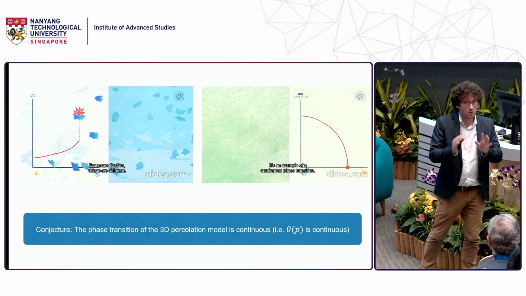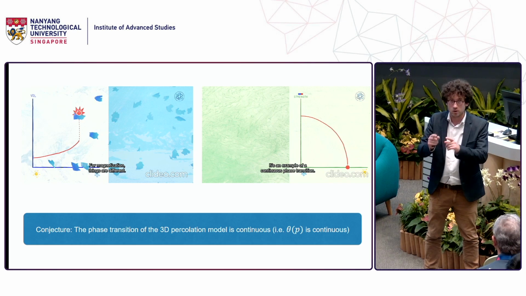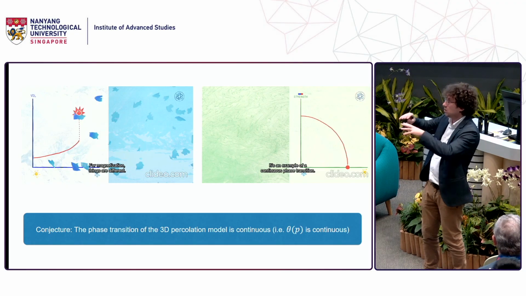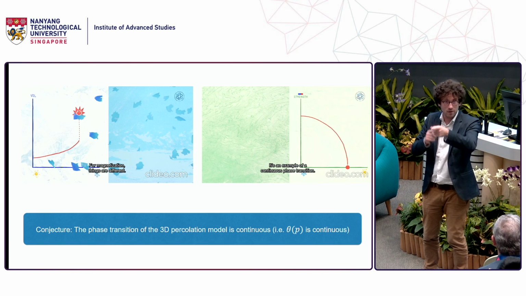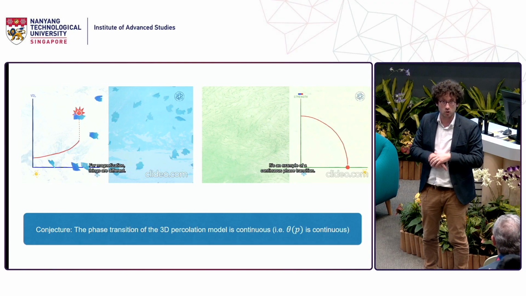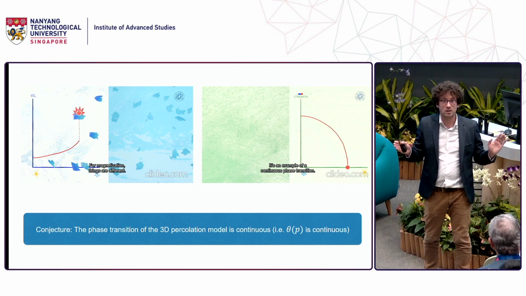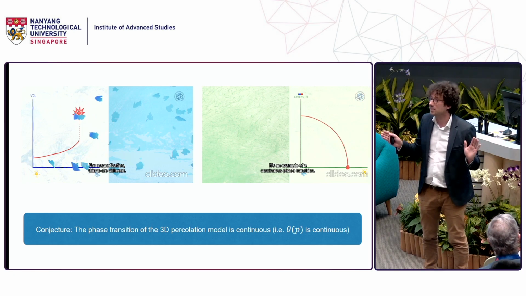But just one thing, in dimension 3, so if you take a 3-dimensional model, like the hypercubic lattice, every edge is open with probability P, closed with probability 1 minus P. We don't know how to prove that it's continuous. It's the biggest open question in our field, and you see it's fairly simple to state.